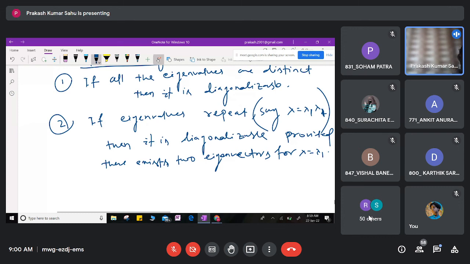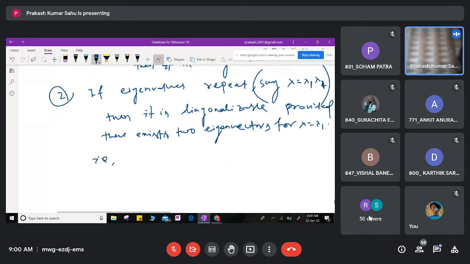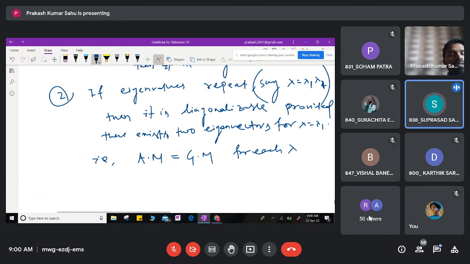Otherwise it will not be diagonalizable. That means we can say if algebraic multiplicity is equal to geometric multiplicity for each lambda, then we can say the matrix is diagonalizable. Understood my point? So what is the condition for diagonalization?